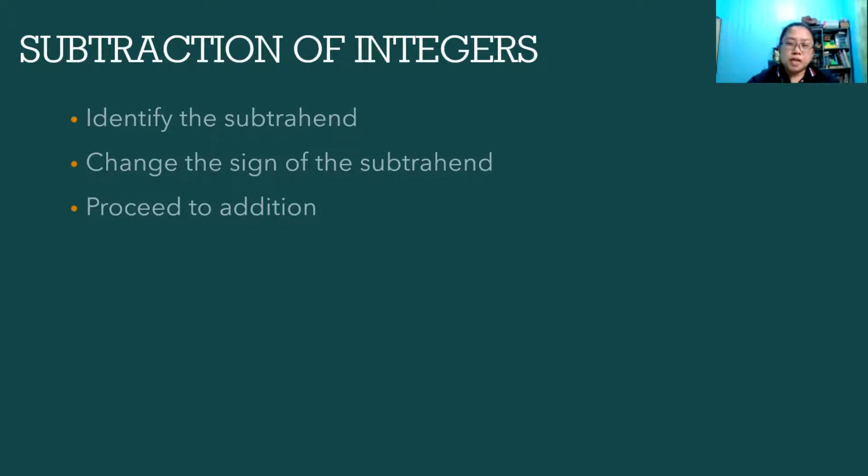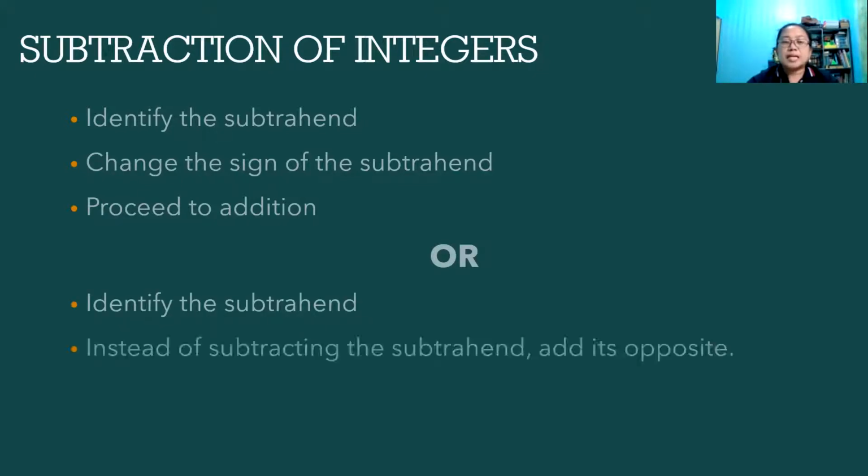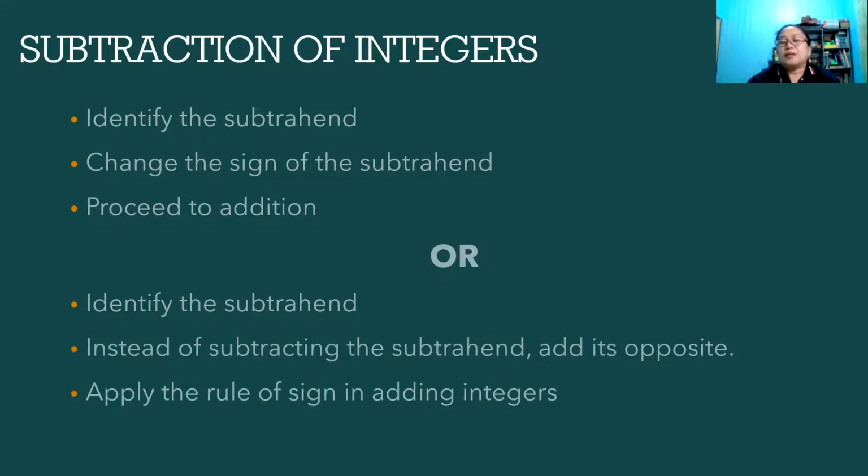Or we can rephrase these steps with, identify the subtrahend. Then instead of subtracting the subtrahend, we add its opposite. Doing so, we need to apply the rule of sign in adding integers. So pareho lang yan, ni-rephrase lang natin yan. So paano natin gagawin yung mga steps na yan kapag binigyan tayo ng dalawang integers or higit pang mga integers?